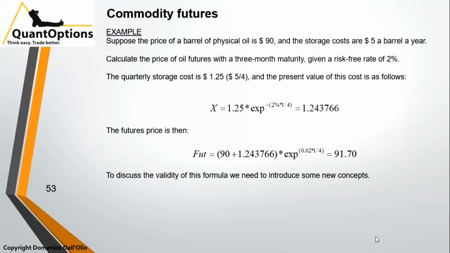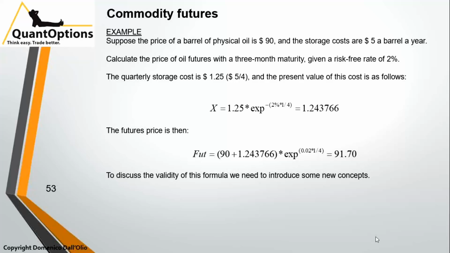Let's see an example. Suppose the price of a barrel of physical oil is $90 and the storage costs are $5 a barrel per year. Calculate the futures price with the 3-month maturity given a risk-free rate of 2%. The quarterly storage cost is $1.25, $5 per barrel per year divided by 4 quarters. And the present value of this cost is then the following: X equals 1.25 times e to the power of minus, because we are discounting backwards, minus 2% times a quarter, 90 divided by 365.